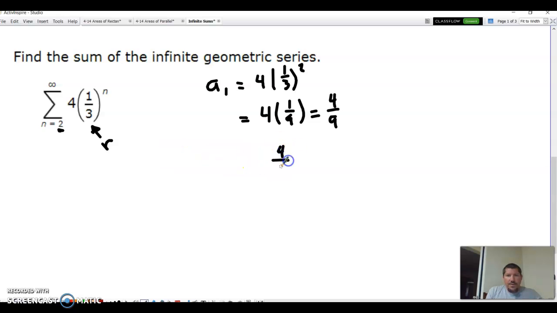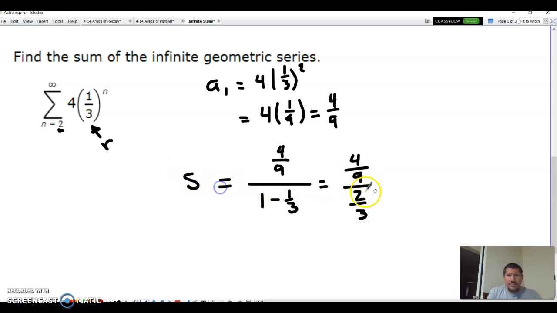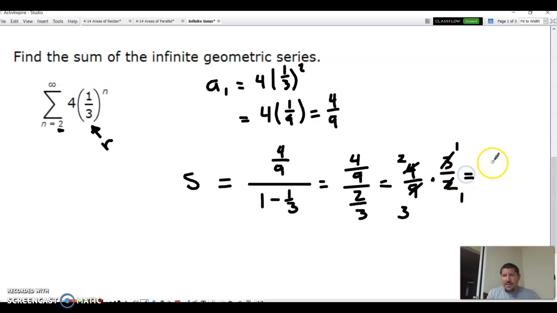So this is going to be 4/9 over 1 minus 1/3, which is 4/9 over 2/3, which is 4/9 times the reciprocal of this, or 3/2. Well, simplify real quick. That's 2, that becomes 1, that becomes 1, that becomes 3. So when I multiply across, I get an infinite sum of 2/3.